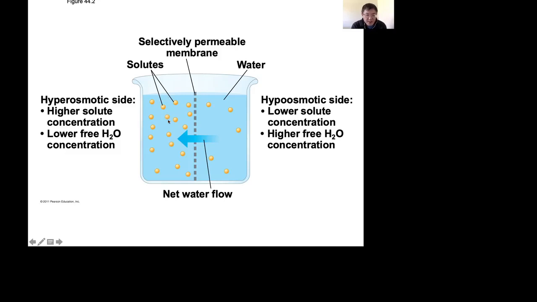For example, we can do this small experiment. In this beaker, we can insert the selectively permeable membrane in the middle. Here we have the hyperosmotic solution. Here we have the hypoosmotic solution. So the water will move from this side to this side.